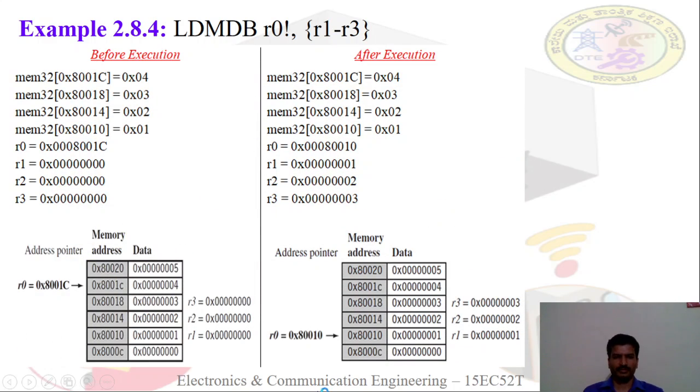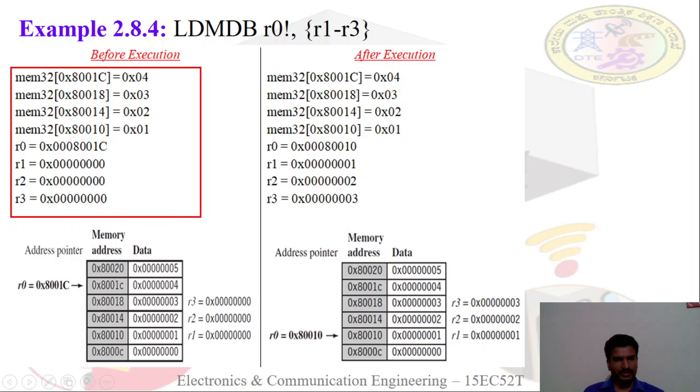So next, LDM DB. So here, load multiple registers, decrement before load. So decrement before. First operation is decrement by 4, then it will load. So consider these are the initial values. This is the starting address. R0 contains 8001C. So here it is pointing. That is the beginning address. DB means decrement address by 4 before load. So first it will decrement by 4, then load.